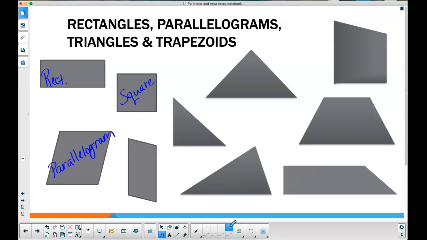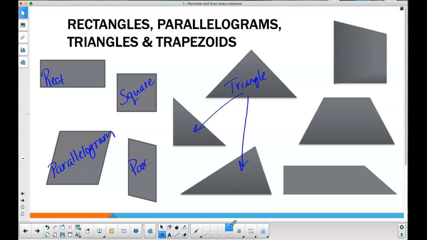Now, just remember that parallelograms don't necessarily have right angles. A rectangle is also a parallelogram, but more specifically, it's a rectangle. A parallelogram is like a tilted rectangle. So this is also a parallelogram. What is this? Triangle. Good job, we've got this. This is a triangle, and these are also triangles.